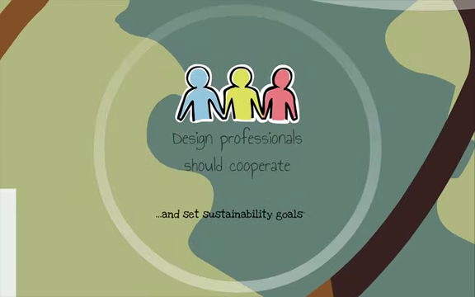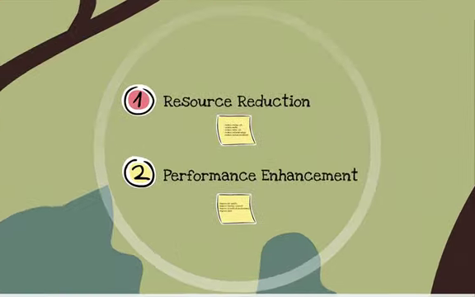Now, to achieve sustainable design, all design professionals must cooperate, including the architect, designer, contractor, various engineers, specialists, and the building owner. Setting goals at the beginning of the design process is the best approach. There are 2 types of sustainability goals: resource reduction and performance enhancement.